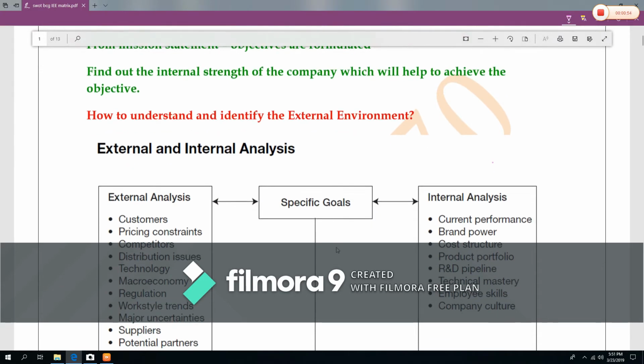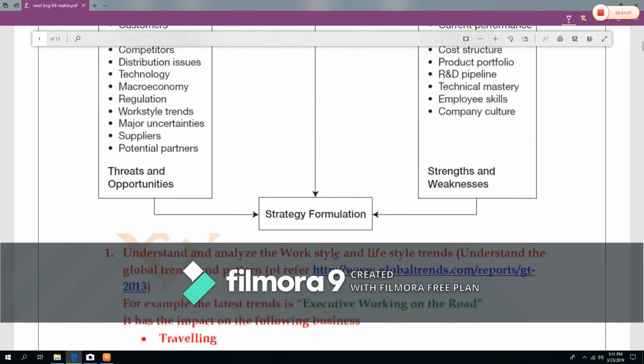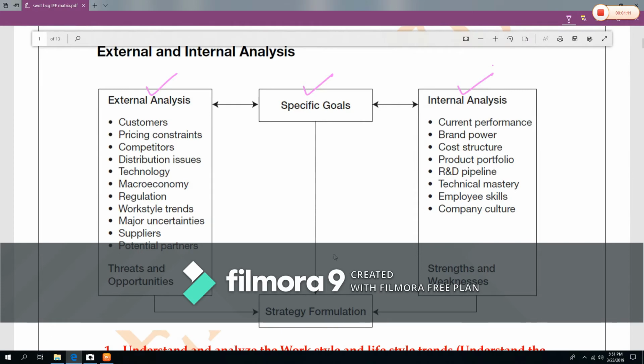So how to understand the external environment? The external environment consists of external analysis and internal analysis, and in between there are specific goals that your company is planning to achieve. After understanding the external analysis and internal analysis, you are going to form a strategy. What are the things that come under the external analysis?